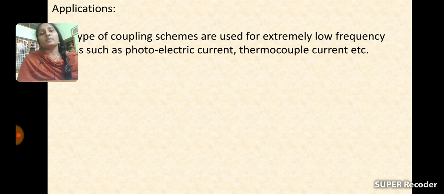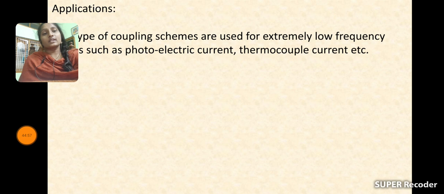RC amplifier will provide a constant gain. Transformer will provide variations, means poor response, and direct coupled amplifier will provide a good frequency response for low frequency signals, but a bad frequency response for high frequency. Means at high frequencies the gain is reduced. The reduction is called falling. So this is about our RC coupled amplifier as well as transformer coupled and direct coupled amplifier.